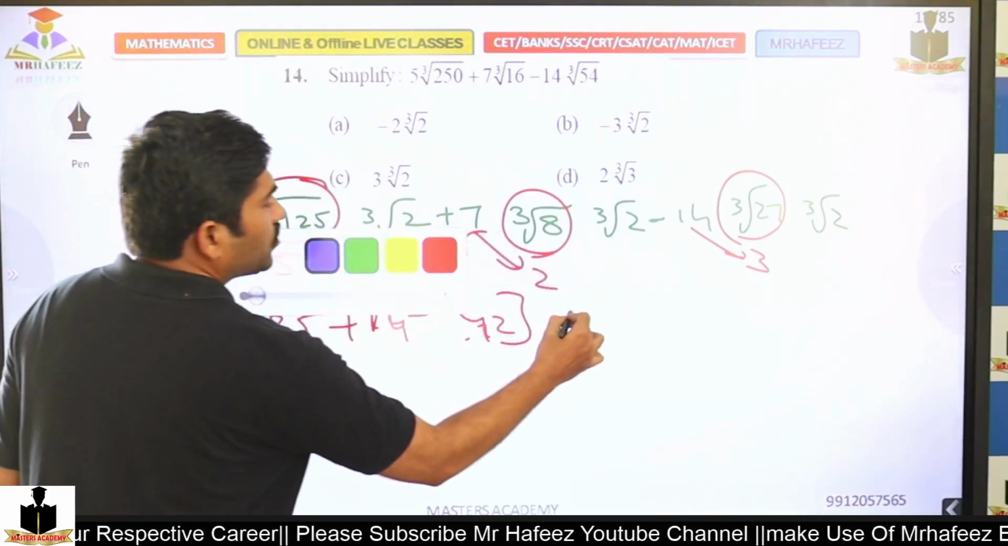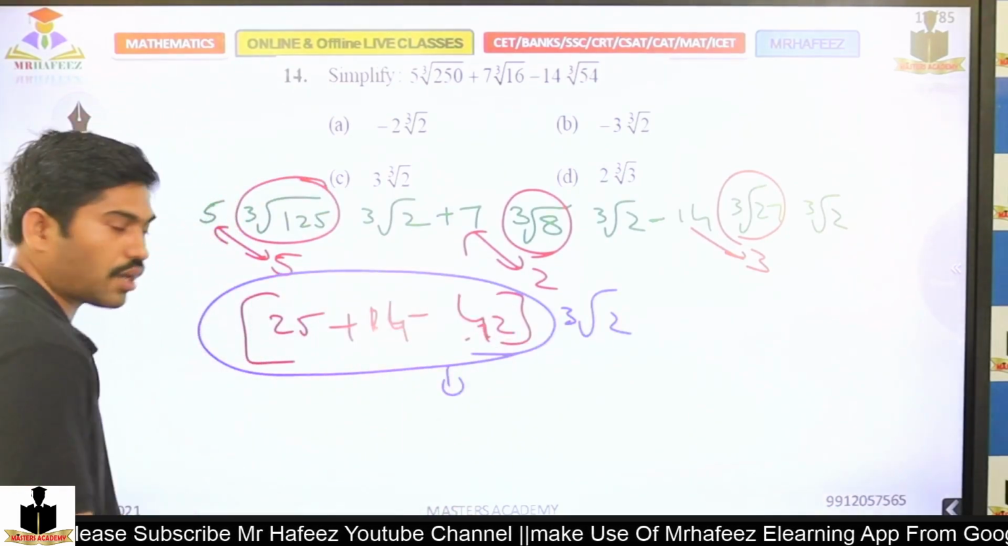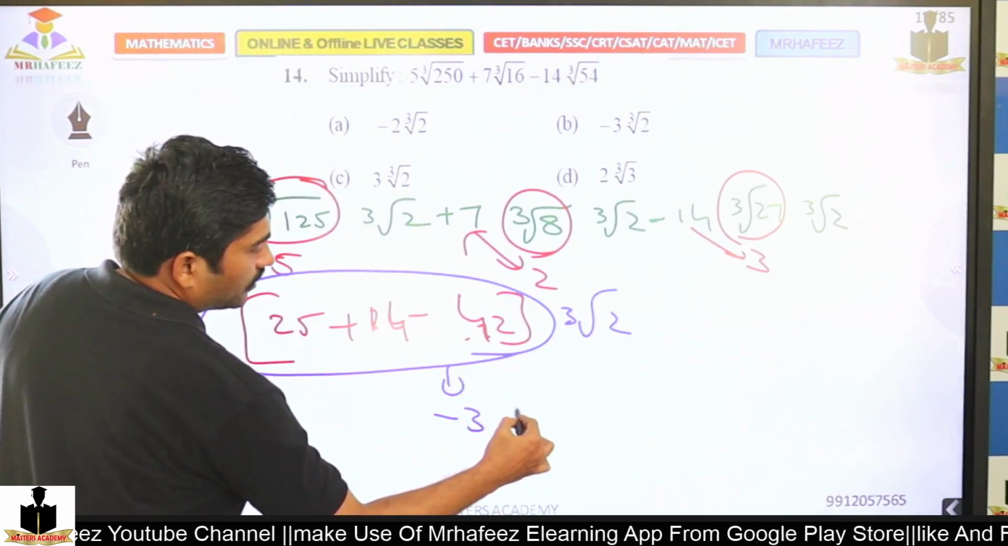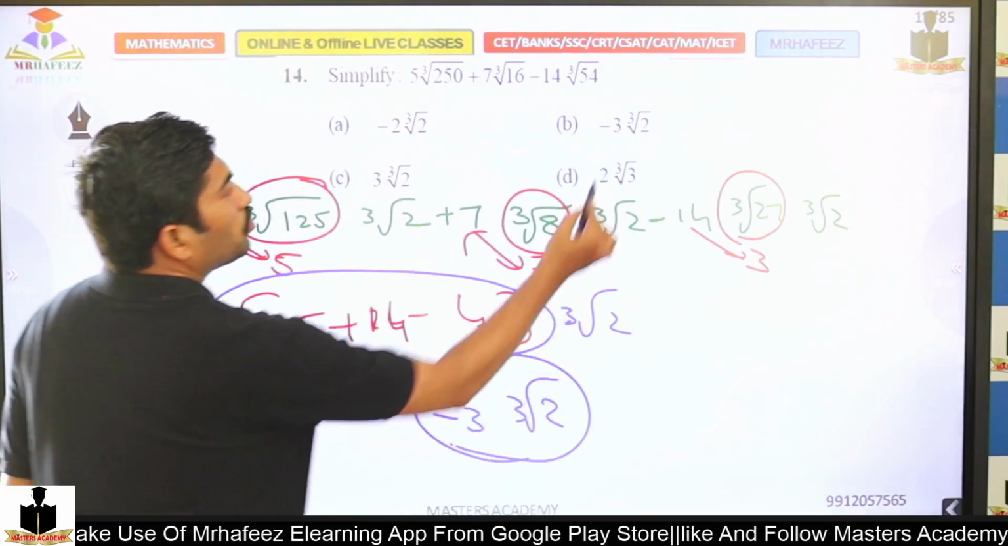So the common as usual, cube root 2. Yeah, minus 3. So it's minus 3, that is cube root 2. So minus 3 cube root 2.